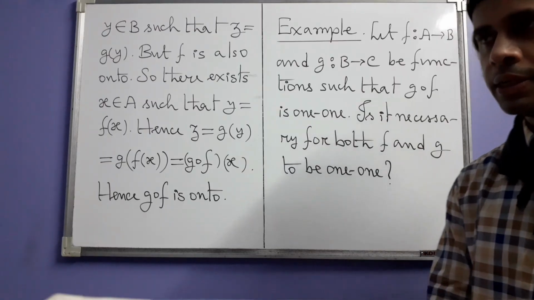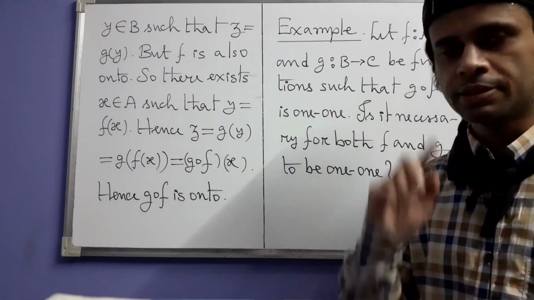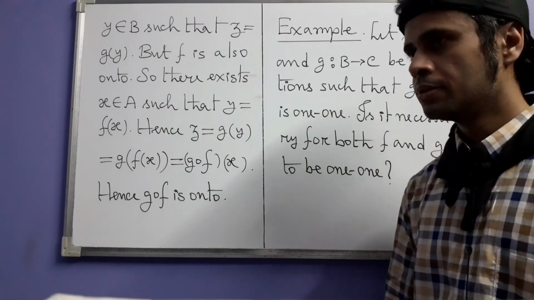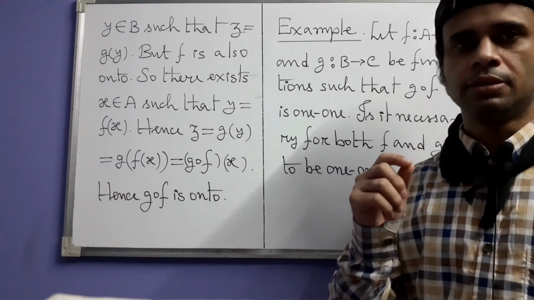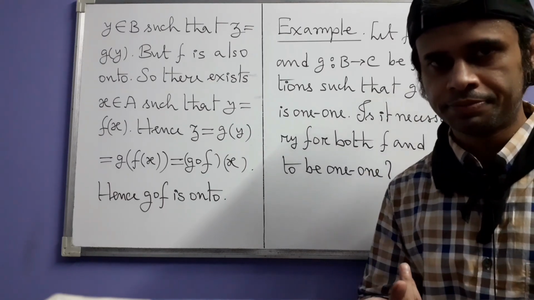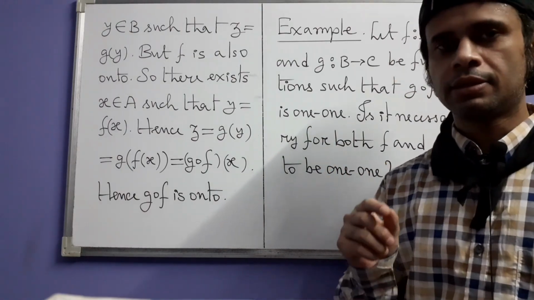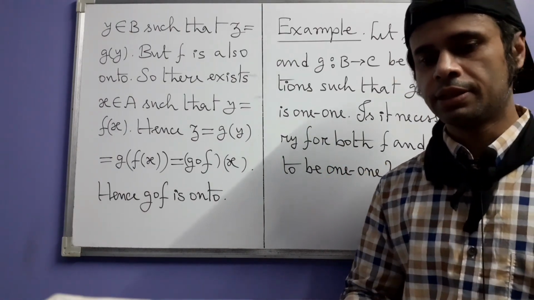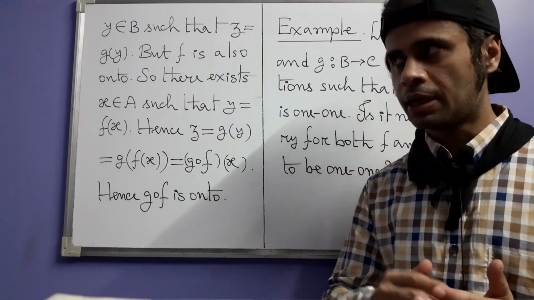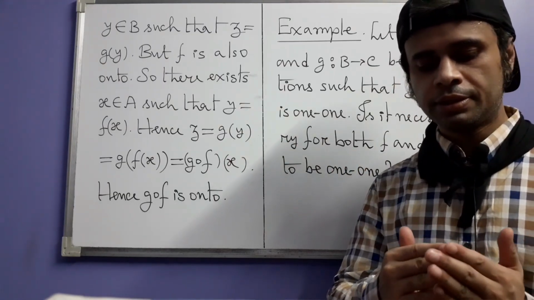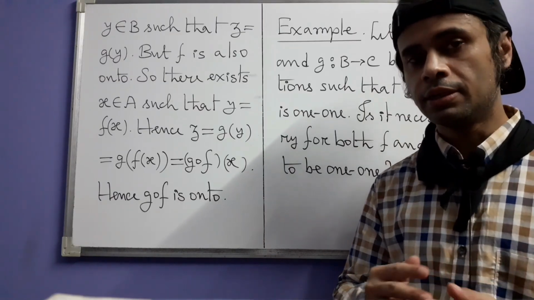Now before we see the next example, let us summarize what we have seen in these last two examples. We have two functions f and g, so that their composition g composition f can be formed. And what was the first one? The first one tells us that if both the functions are 1-1, then their composition is also 1-1. And the second example, the previous one, tells us that if both of them are onto, then the composition is also onto.